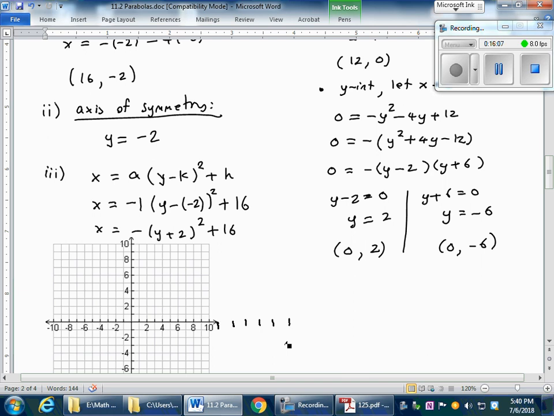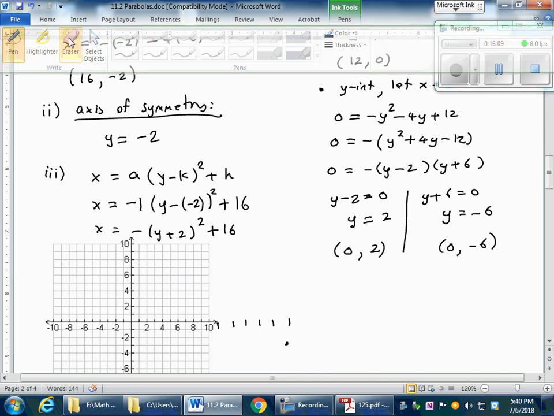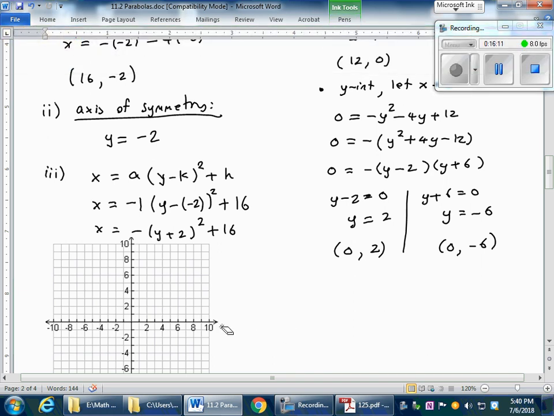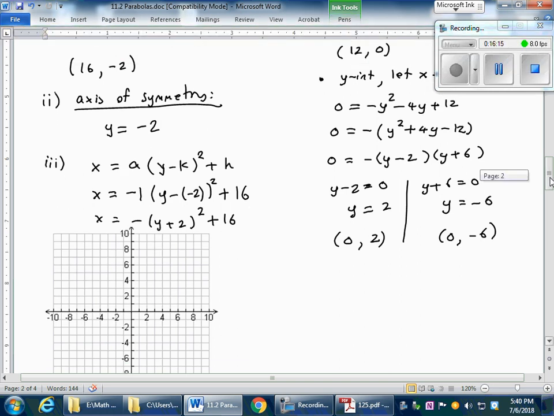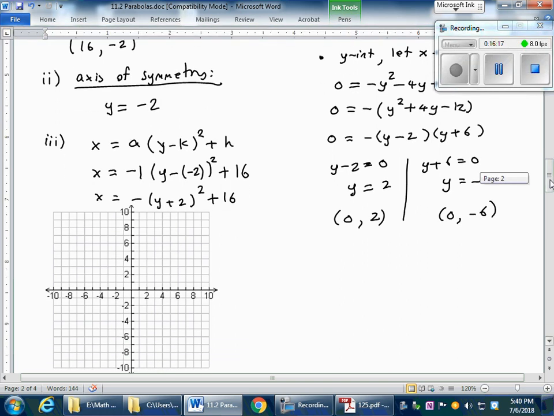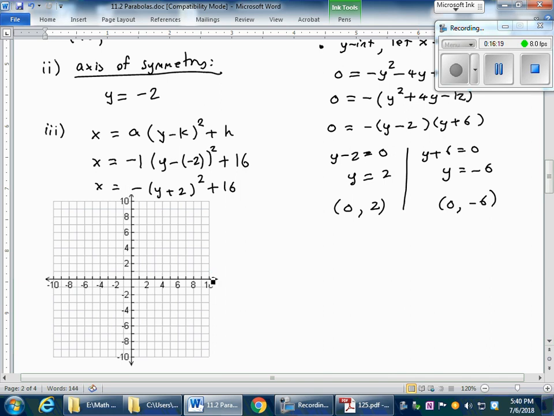Sorry, it is not very neat. So let me extend this. 11, 12, 13, 14, 15, 16. So 16, negative 2 is going to be around here.